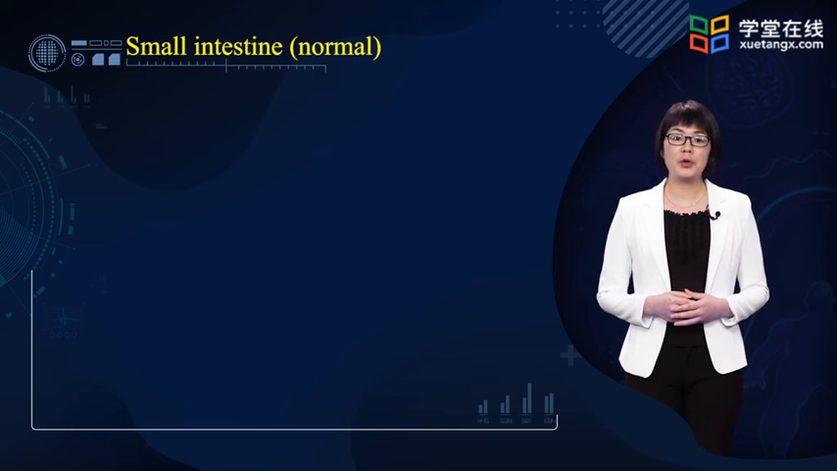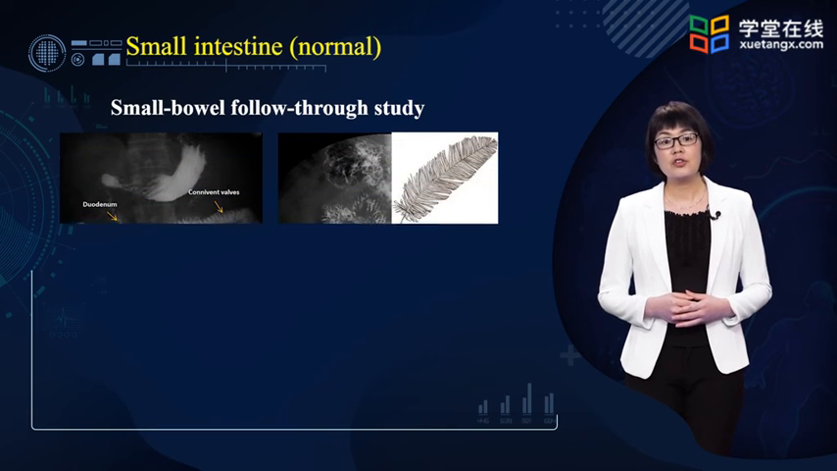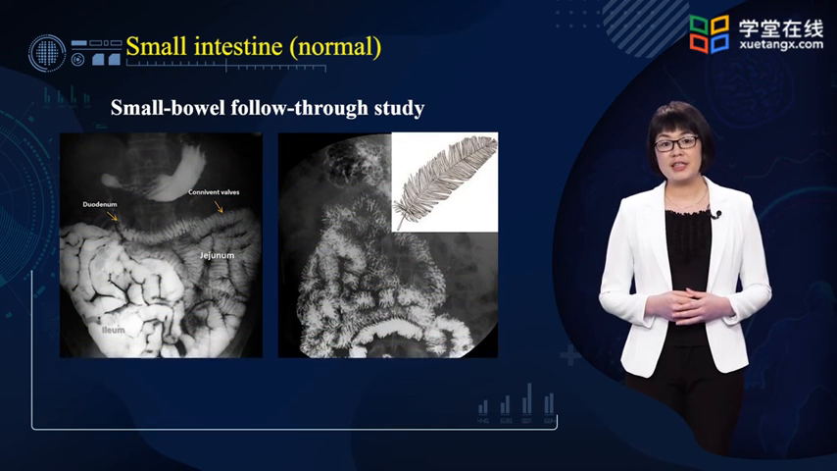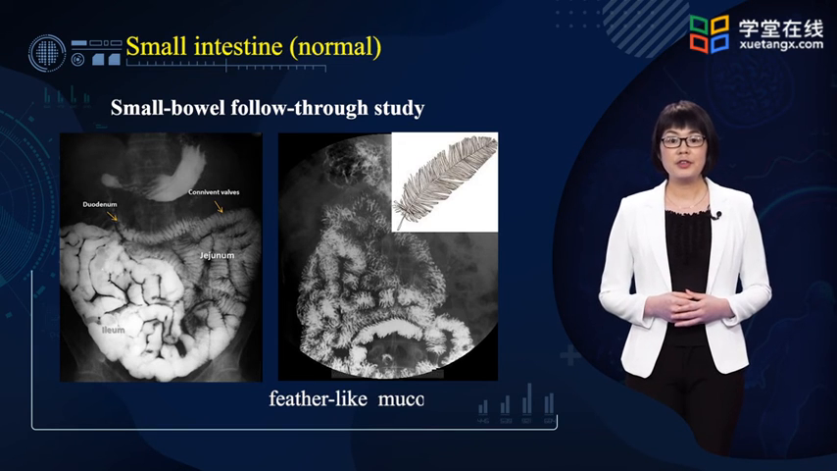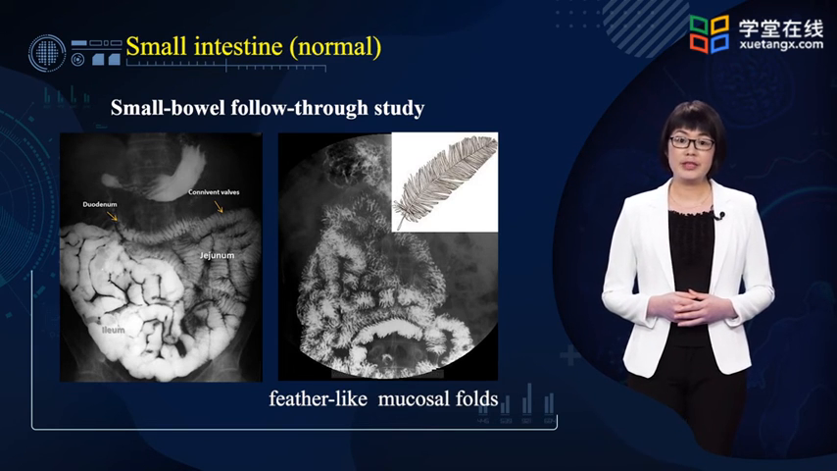The mucosa of the small bowel is characterized by thickened circular folds, which start from the second part of the duodenum. We also can call them valvulae conniventes. Pretty similar, right?